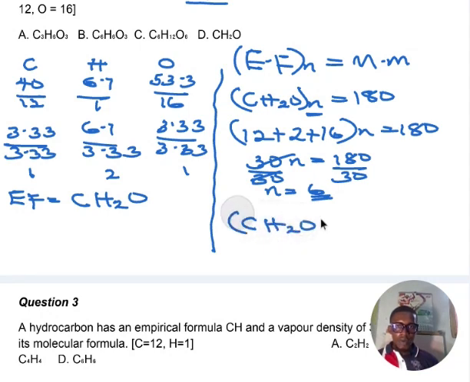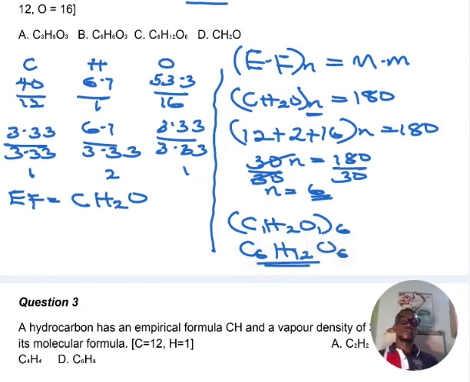So we have CH2O in brackets 6. Okay, so from here, you expand, you do something like expansion. So this is 1, remember, there is 1 there, although we didn't write the 1 there. There is 1 here, there is also 1 here. So from here, this becomes 1 times 6, that's C6. 2 times 6, 12, so we have H12. And 1 times 6 for the oxygen, that's 6. So this is your molecular formula.